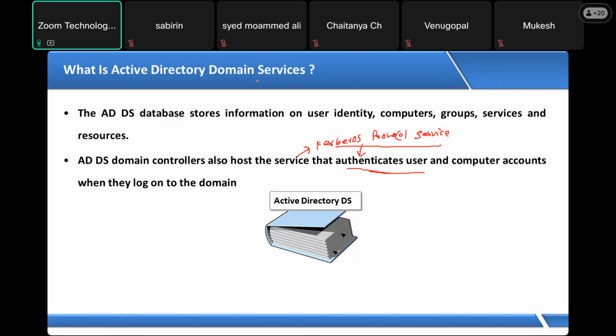The location is there. But who will check whether the name is correct or not? Kerberos protocol. Are the ntds.dit file and Kerberos protocol one and the same or different? They are different. Kerberos is a protocol which will check whether the username and password are correct or not. NTDS is a database file which contains the information.